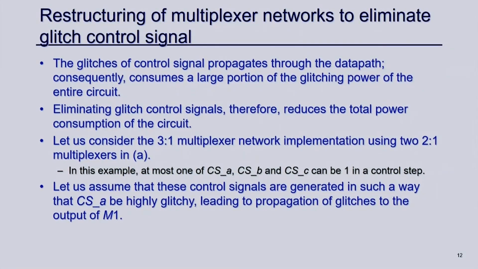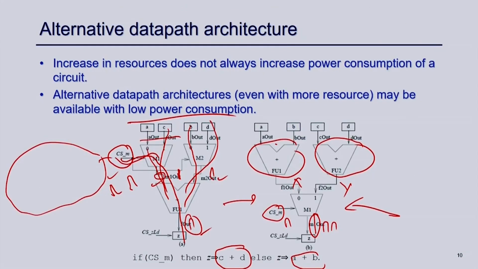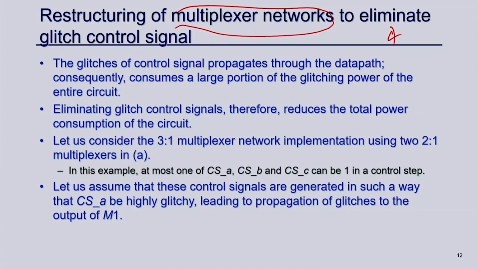technique, which is called restructuring the multiplexer network just to eliminate glitchy signals, right. So, as I mentioned in the previous example also, this control signal CSM is glitchy, because of that it is propagating to the data path and creating a lot of glitch in the data path as well. So, what we can do, if there are such control signals, is that it might be possible to remove that particular control signal altogether, and instead use some other control signal which is not glitchy at all, right.